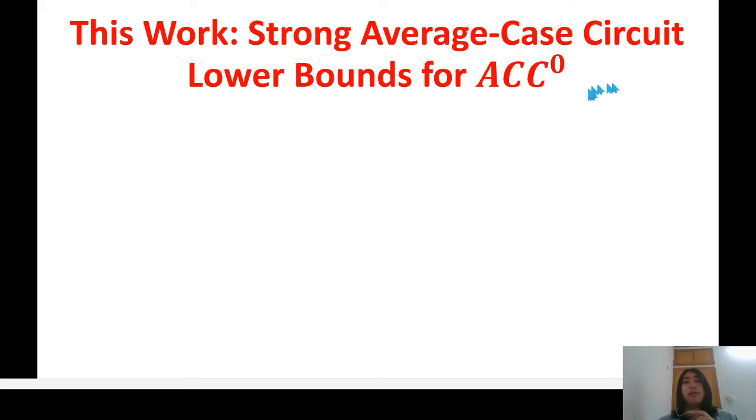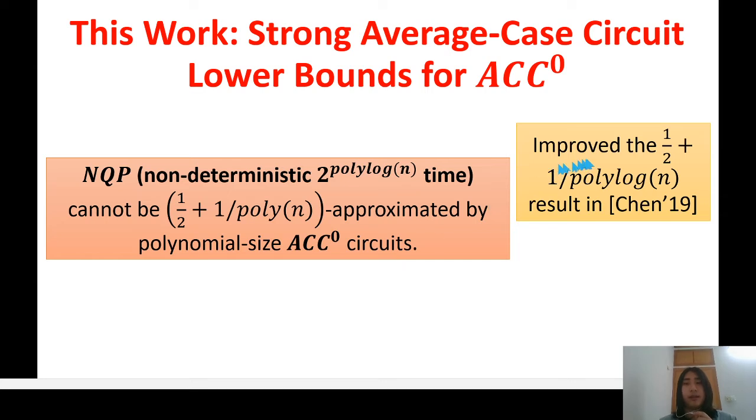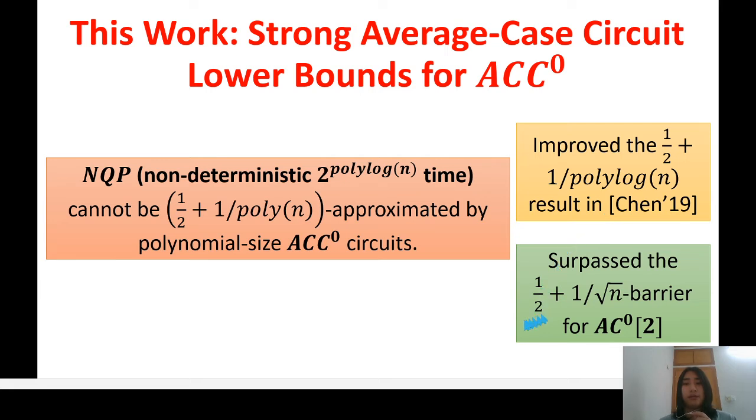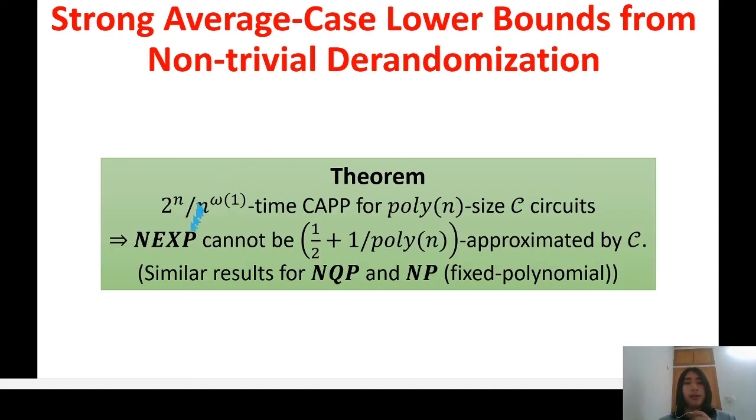In this work, we prove a strong average case circuit bound for ACC0. Our main result is that non-deterministic quasi-polynomial time cannot be half plus inverse polynomial approximated by polynomial size ACC0 circuits. This improves the half plus 1 over polylog n result by Chen and surpasses the half plus 1 over square root n barrier for AC0. We also have a meta-theorem saying that if we have a non-trivial CAPP algorithm for C circuits, then EXP cannot be half plus inverse polynomial approximated by C. Notice that the CAPP here requires an error parameter of inverse polynomial.